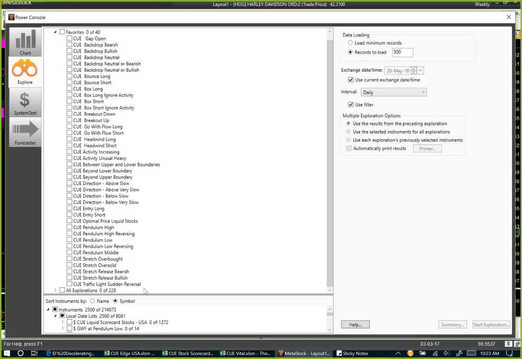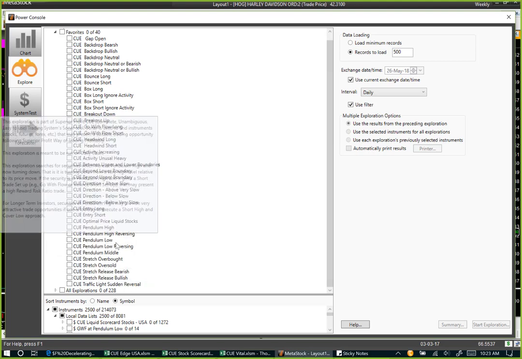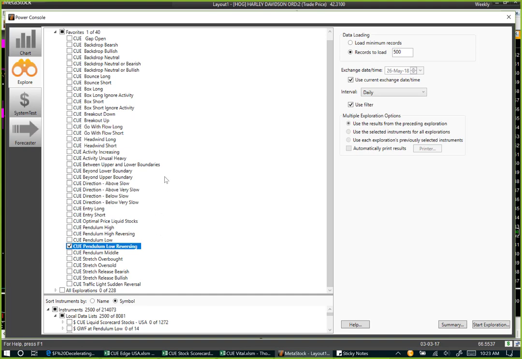For Rider, I think I ran the sonars at pendulum low and reversing, and optimal price liquid stocks, because I started with a large list, large universe of stocks, US optionable stocks. Then I ran the filter for finding liquid stocks first. Then I tried to find stocks that were at a very low price level, pendulum low level and reversing. At the same time, I didn't want to buy stocks that were already overvalued.